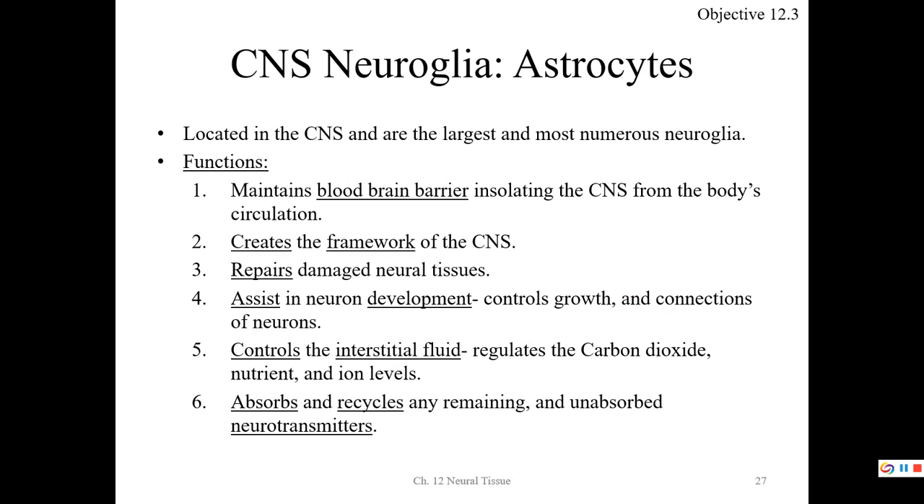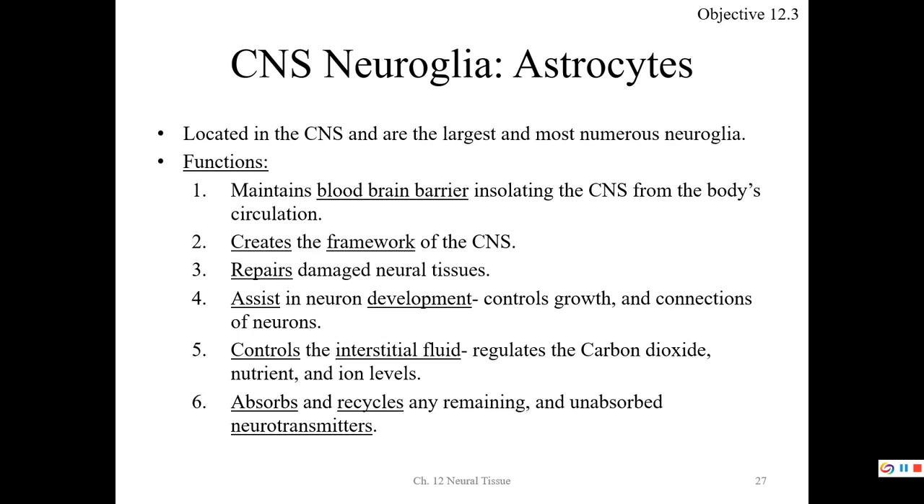Okay, the astrocytes are the neuroglia located in the CNS, and they're the biggest and most numerous. I want you to think astro means stars. What do we know about stars? Stars are very big, and there's a lot of them. So astrocytes are the largest and most numerous.